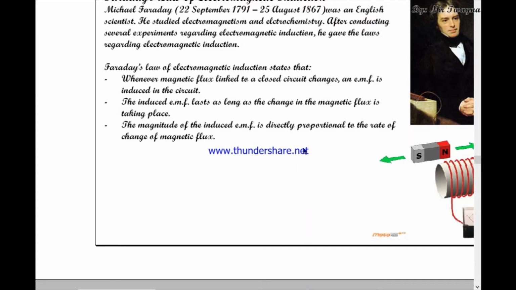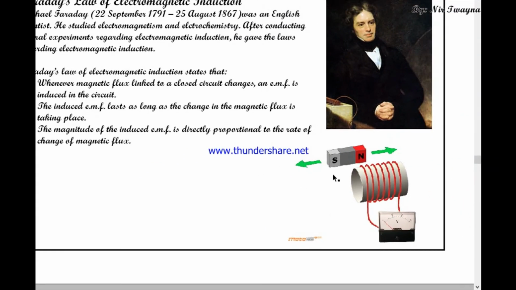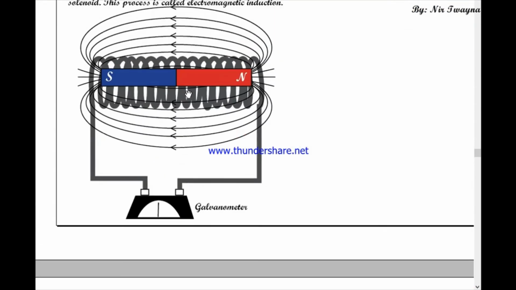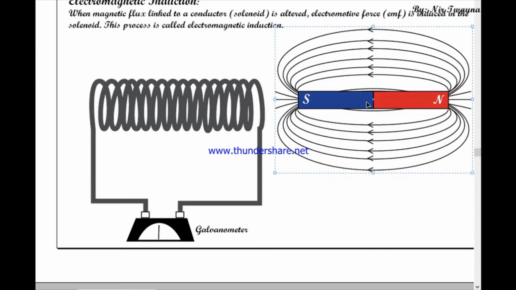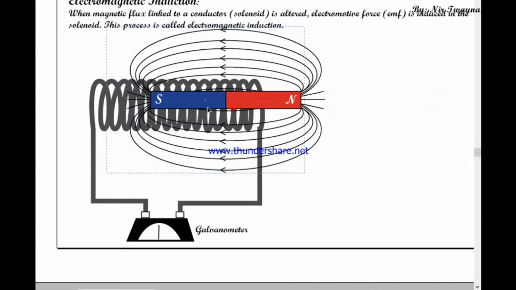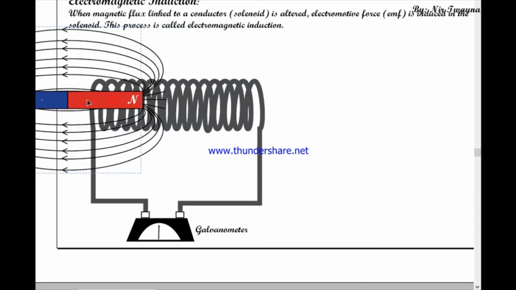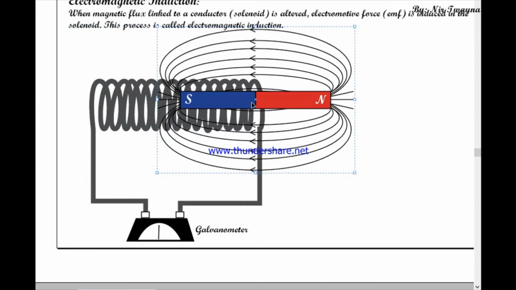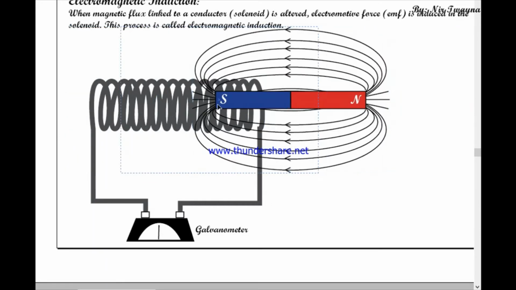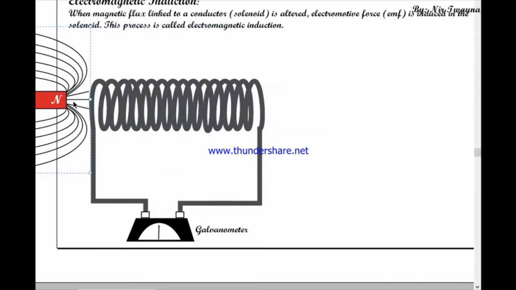Okay, here. Do you remember this diagram? We said that this is a magnet, isn't it? This is a magnet. And when you move the magnet through the solenoid, what happens? The magnetic flux linked to the solenoid changes.